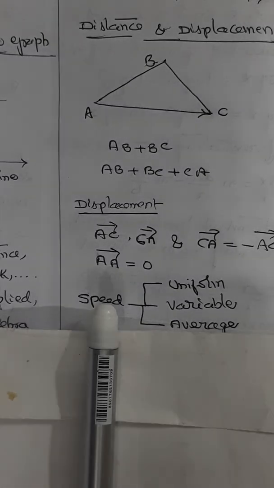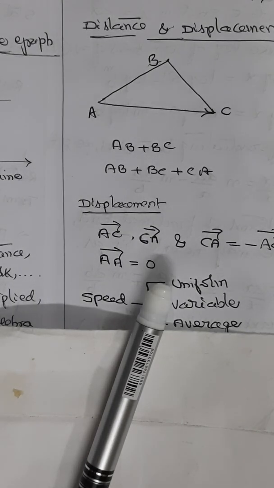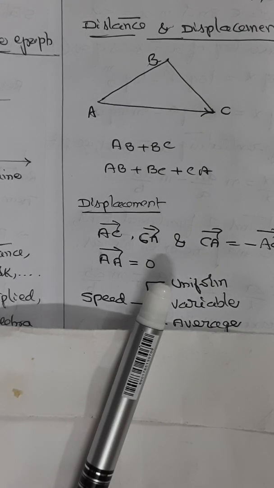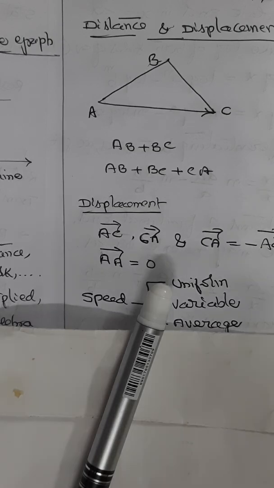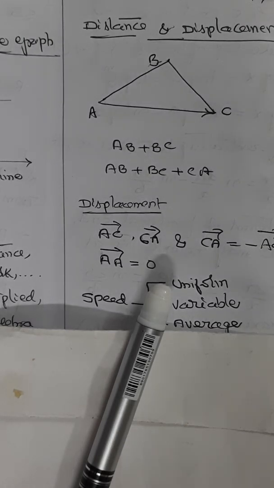There is something called uniform speed. What is the uniform speed? An object is said to be moving with a uniform speed if it covers equal distances in equal intervals of time, however small these intervals may be. If an object is moving with a uniform speed, it naturally covers equal distances in equal intervals of time. That's how you can define uniform speed.